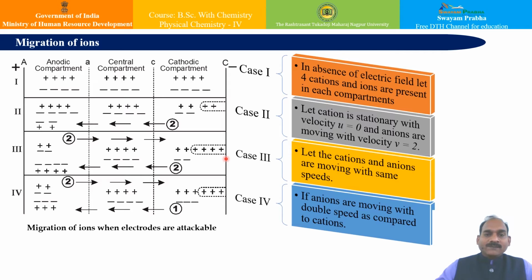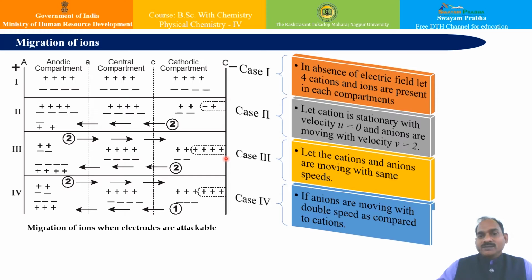Now similarly, from this lecture we will see the migration of ions when the electrodes are attackable. In our previous lecture we took the example of platinum electrode because they were not attackable. Now we can take the example of copper or silver electrode, wherein they become attackable. When we take the solution of silver nitrate with silver electrodes, they become attackable, and we can see the variation in concentration in this case.